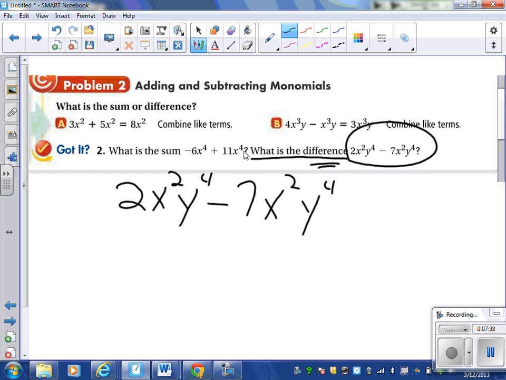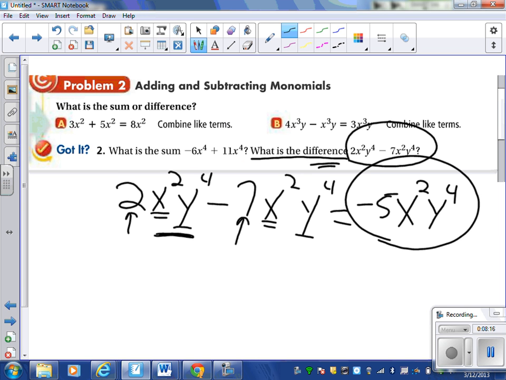Are they like terms? Let's see. X squared, y to the fourth, y to the fourth. So we have like terms, so now we just want to subtract our numbers. 2 minus 7 gives me negative 5. Then just carry over our like terms, x squared to the fourth. So we have x squared and y to the fourth would be our final answer.